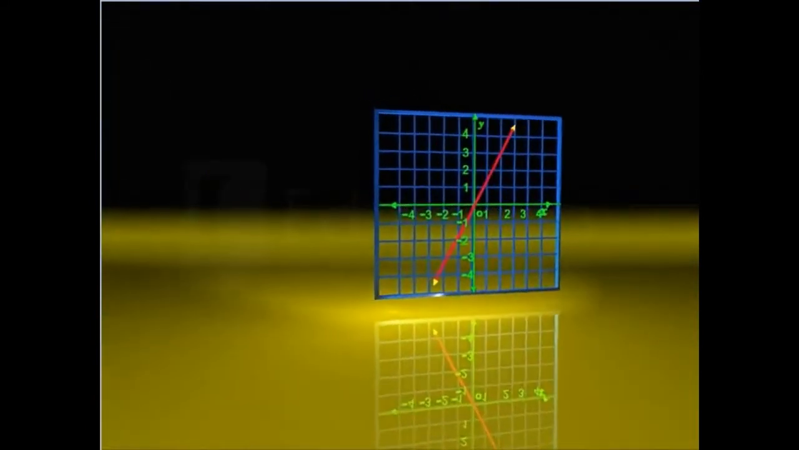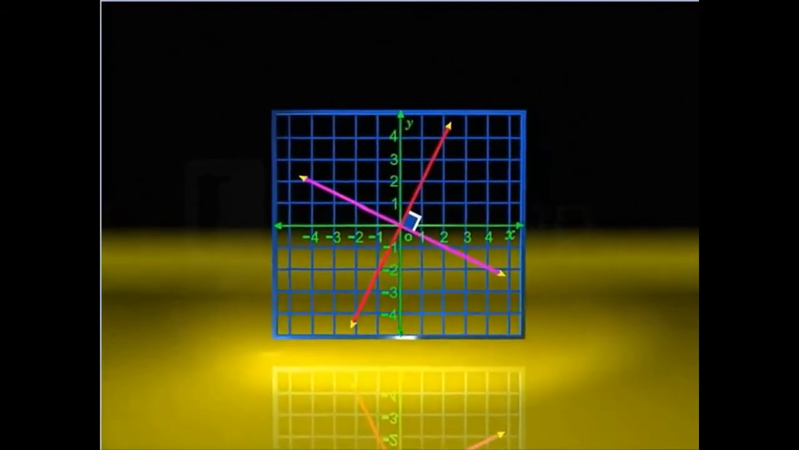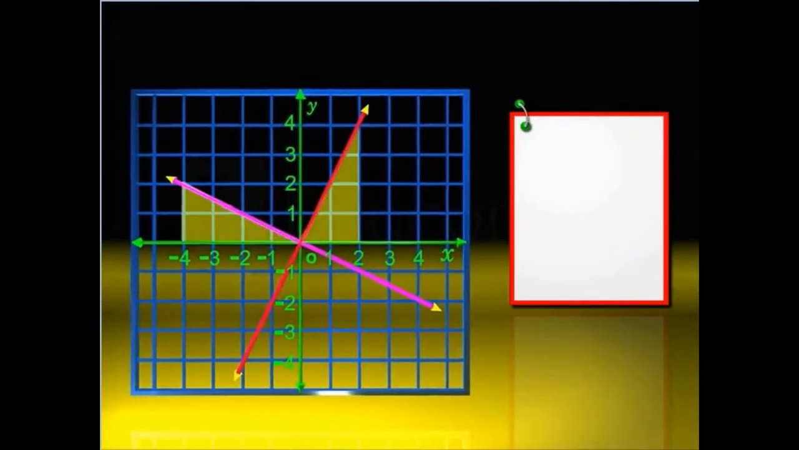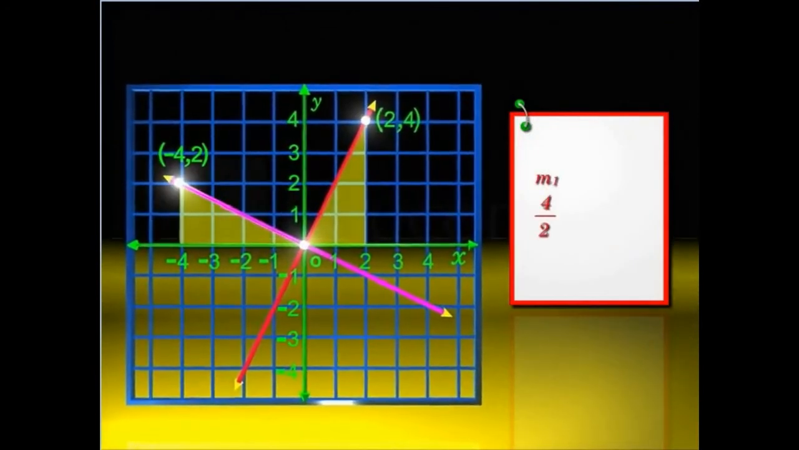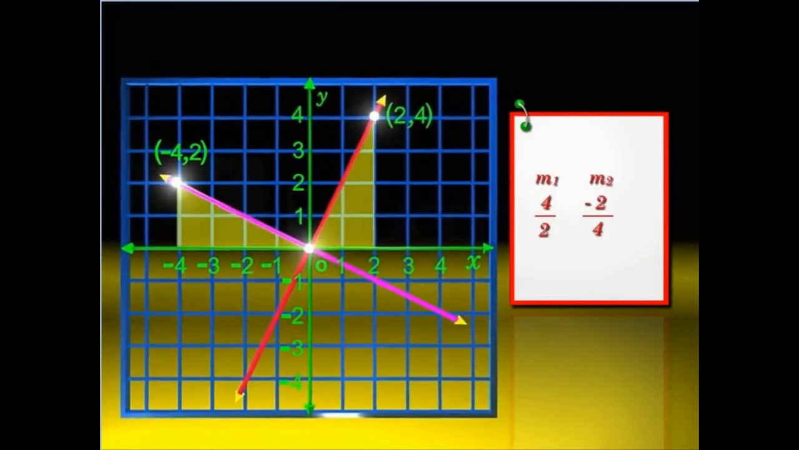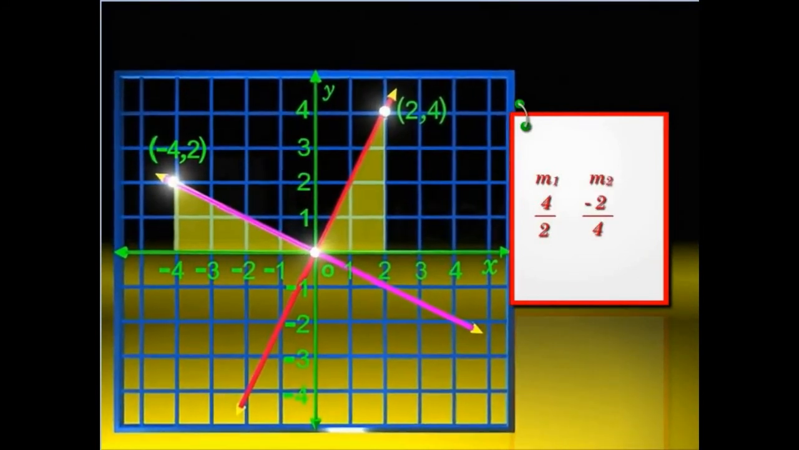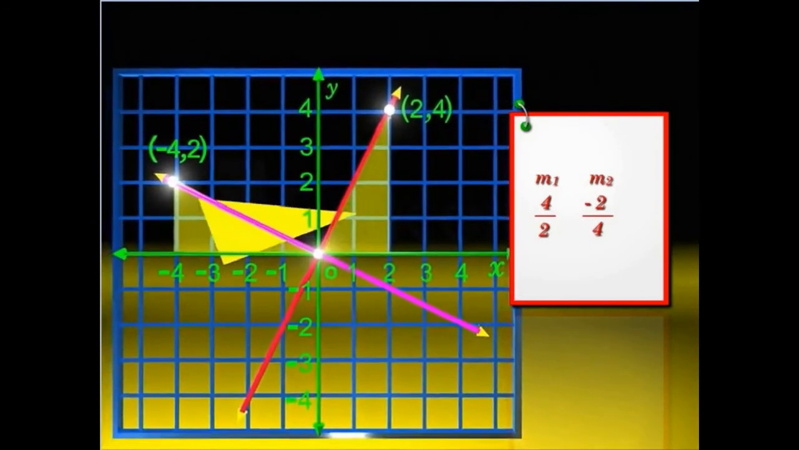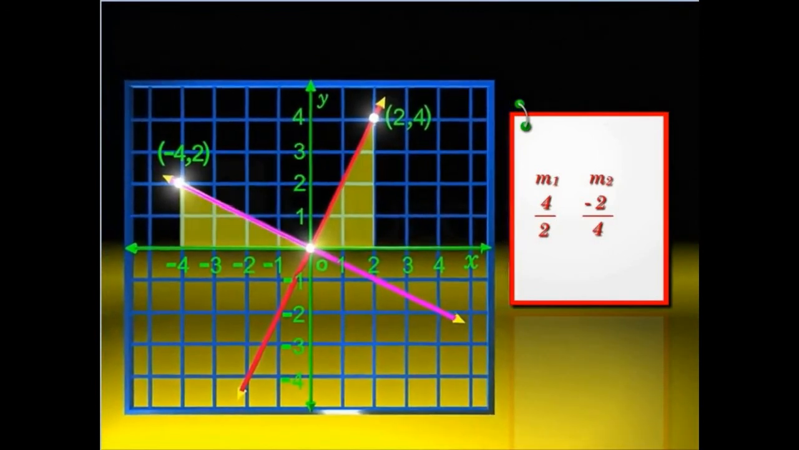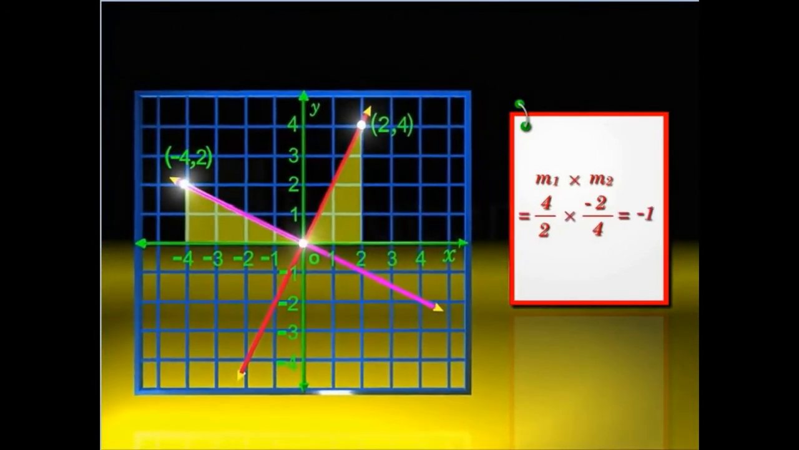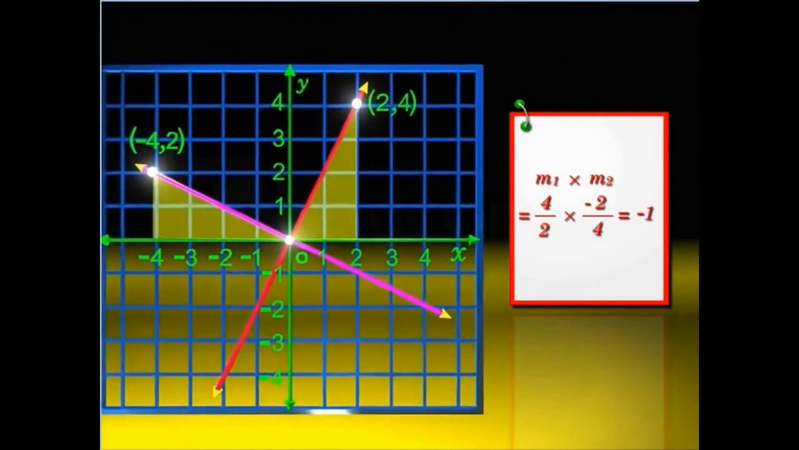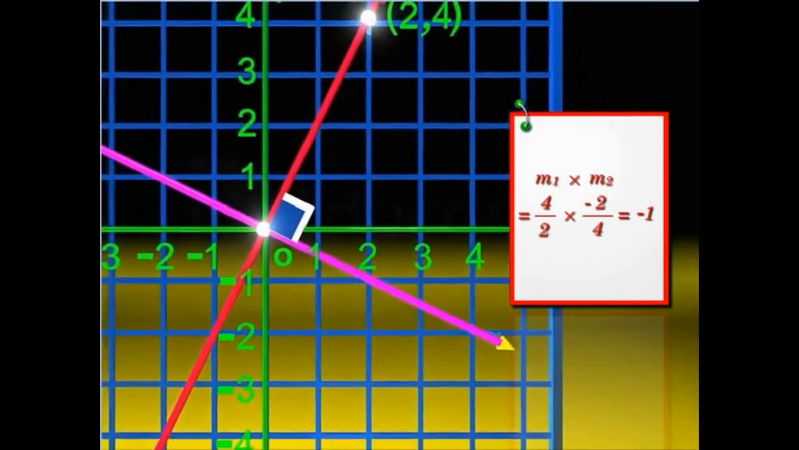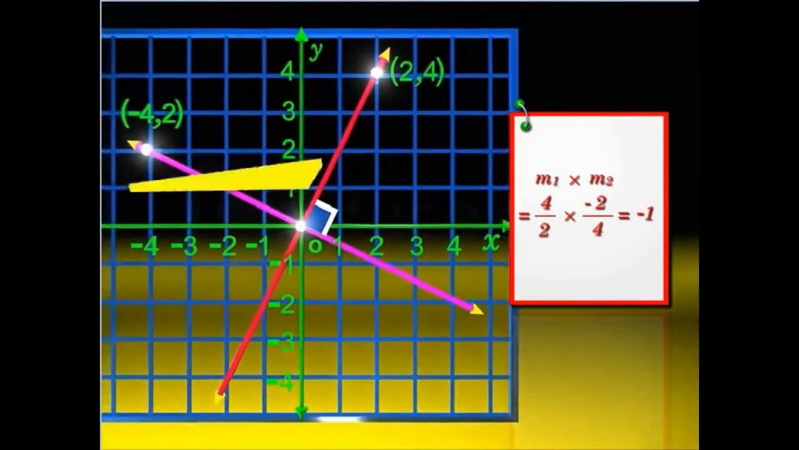Now we will discuss about slopes of the perpendicular lines in a Cartesian plane. Observe that the slope of this line is 4 upon 2 and the slope of the line perpendicular to it is minus 2 upon 4. That is, the slopes of the two perpendicular lines are negative reciprocals to each other. As the slopes are negative reciprocals to each other, the product of the slopes will be minus 1. Thus, we conclude that two non-vertical lines are perpendicular if and only if their slopes are negative reciprocals to each other.